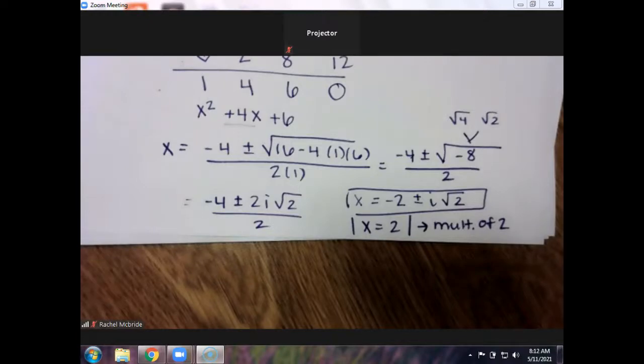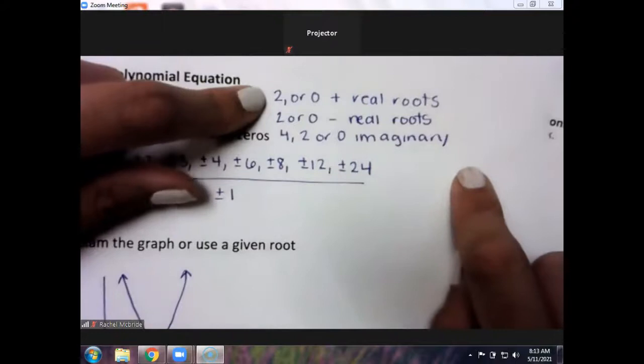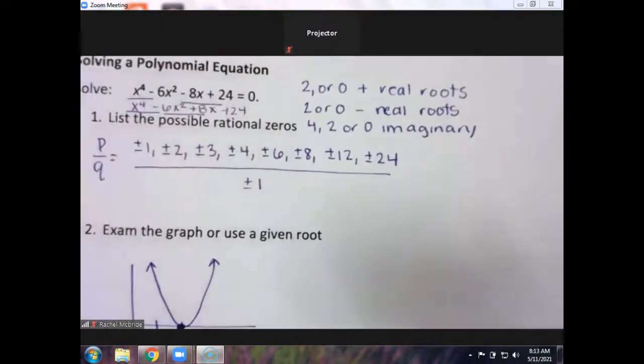Questions, comments, concerns? Does that help? This is kind of like the big idea of chapter 6. This is sort of the all-inclusive, put everything together. Can you synthetically divide? Can you factor? Can you use quadratic? Can you find the roots? Can you describe the potential roots? Okay? Go ahead and flip that handout over.